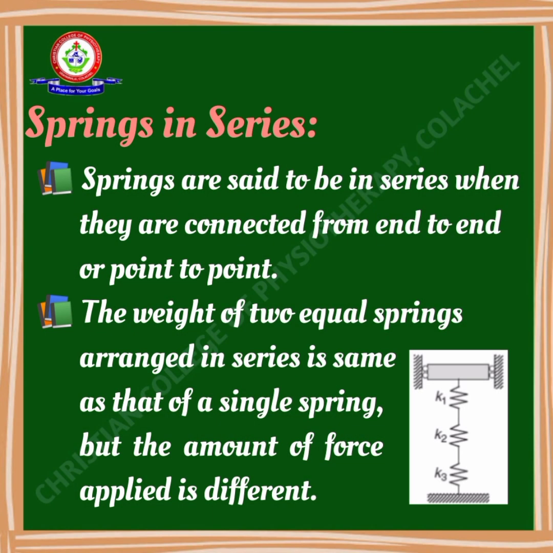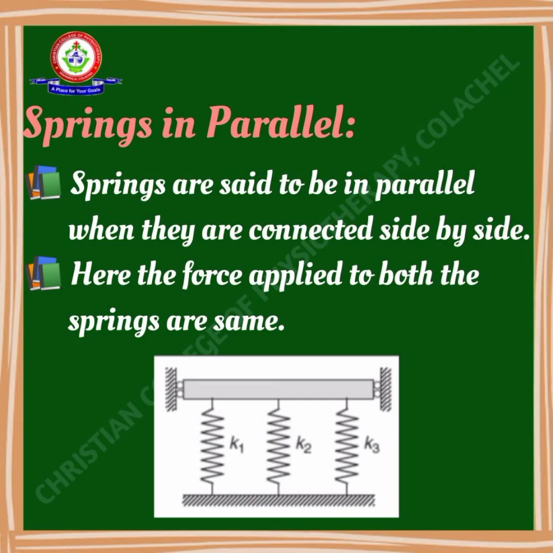Springs in series. Springs are said to be in series when they are connected end to end or point to point. The weight of two equal springs arranged in series is the same as that of a single spring, but the amount of force applied is different. Springs in parallel. Springs are said to be in parallel when they are connected side by side. Here, the force applied to both the springs is the same.